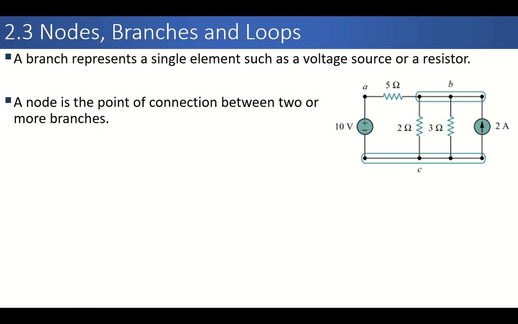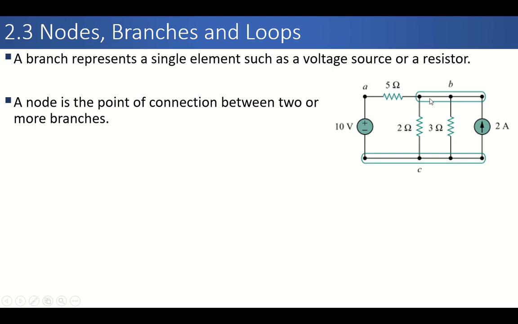Then a node is a point of connection between two or more elements or branches of the circuit. So a node is actually a connecting point where different branches are interconnected. Just like we can say that this is node A, because here the 5 ohm resistor and the 10 volt battery branch are connected. Similarly, this is a single point from a graphical point of view. You can see that this might look like a different node, but from an electrical point of view this is the same node, that is node B.